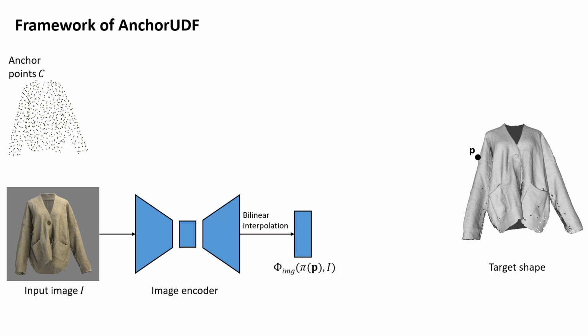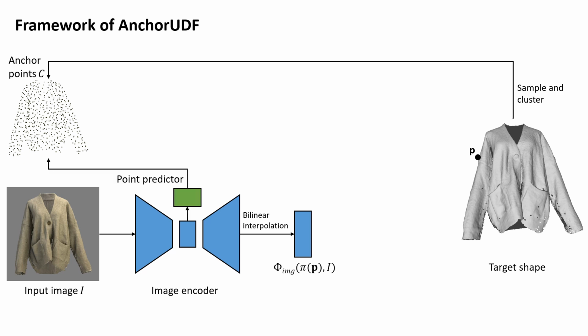Given an input image, a fully convolutional image encoder is first used to compute a feature map of the input image. For a 3D query point P, we project it onto its corresponding position on the image plane to compute its local image features from the feature map by bilinear interpolation at the projected pixel coordinates.